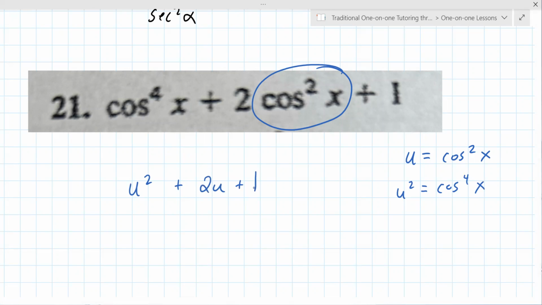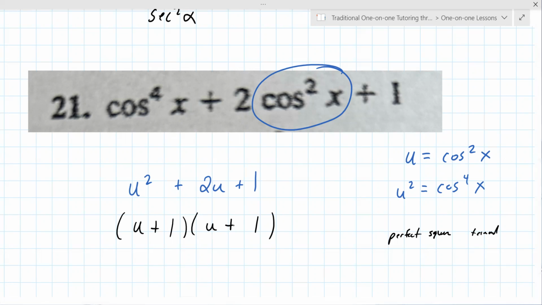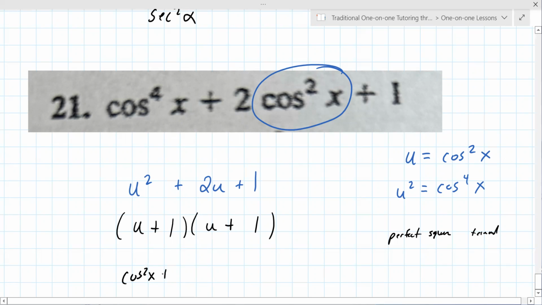And then from here, you're supposed to recognize the form of this one. This one is a perfect square trinomial. But if you did not recognize that, you should recognize that you're trying to find two numbers that multiply to 1 but add up to 2. The only possibility is 1 and 1. So now you back substitute. Okay, so you've got cosine squared x plus 1, cosine squared x plus 1.